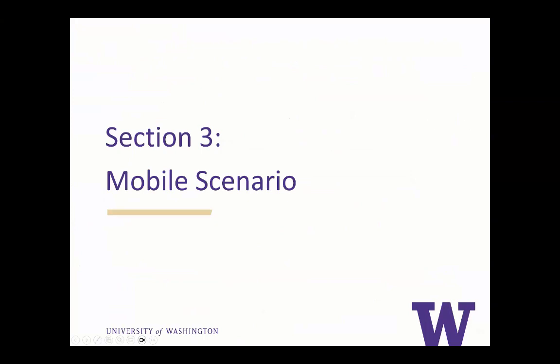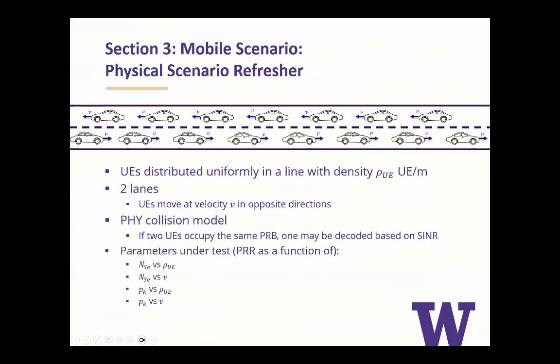Thank you, Liu. Next up, we are going to make this situation a little more complicated by adding in mobility. Just as a refresher, for these simulations, we have UEs in 2 lanes moving in opposite directions at speed v. For these simulations, we'll be using a PHY collision model, where if 2 or more UEs occupy the same PRB, then 1 can be decoded if it has sufficient SINR. That's a difference from the previous simulations, where it was a MAC collision model.